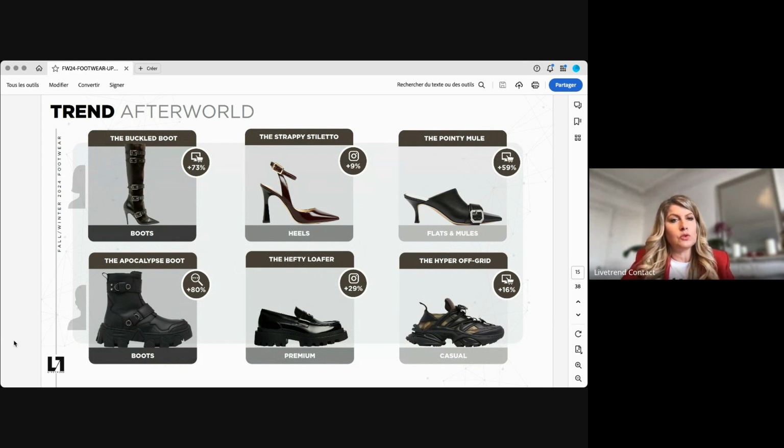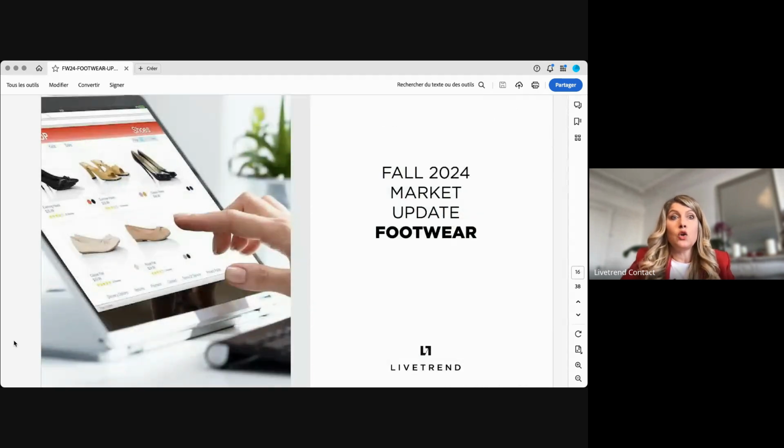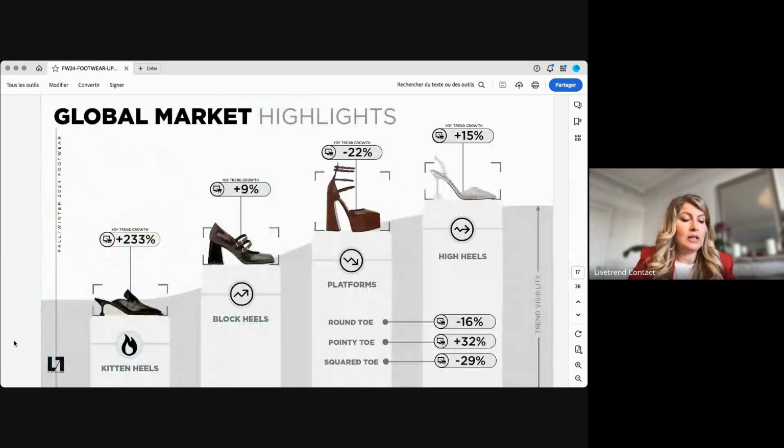So what we want to show you today is that, from this very beautiful inspirational forecasting, we also go to really concrete and important data coming from the market, because of course we also need to know what is really visible in the market and what is selling now. And so we just do a global recap in those two slides for you.